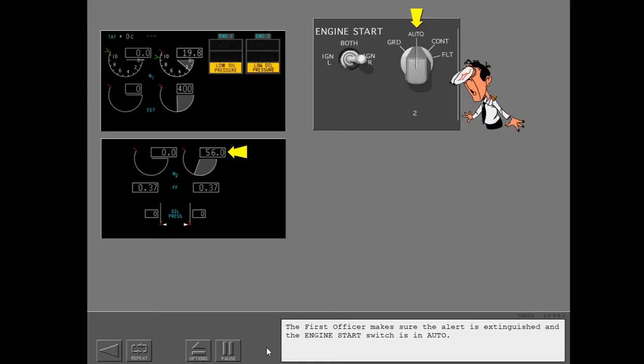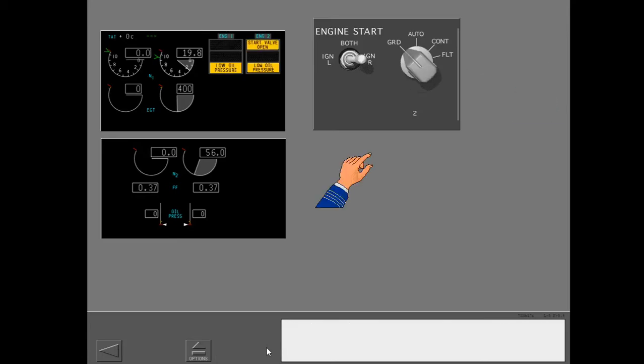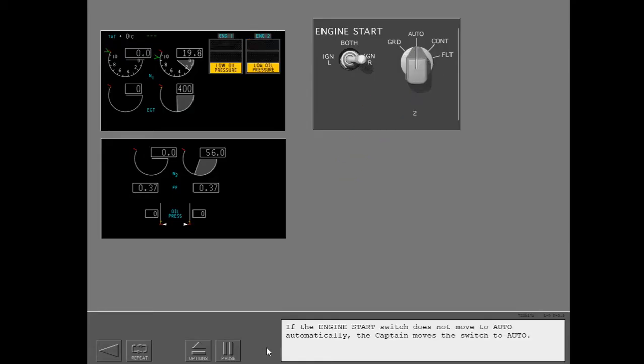The first officer makes sure the alert is extinguished and the engine start switch is in auto. The first officer tells the captain when the starter has cut out. If the start switch does not move to auto automatically, the captain moves the switch to auto.